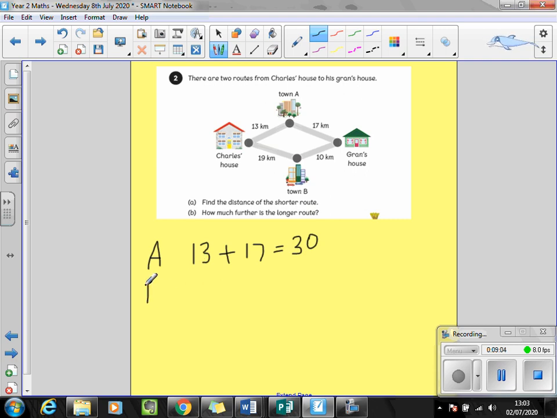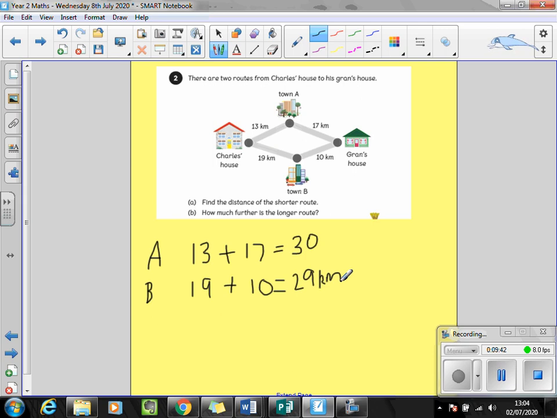If we went via town B, Charles would have to first of all travel 19 kilometres to get from Charles's house to town B, and then another 10 kilometres to get from town B to Grand's house. And adding 10 to a number is very simple. Only the 10's number will change. So 19 add 10 would mean it's 29 kilometres. So the answer to question A would be town B. The distance of the shorter route is 29 kilometres.